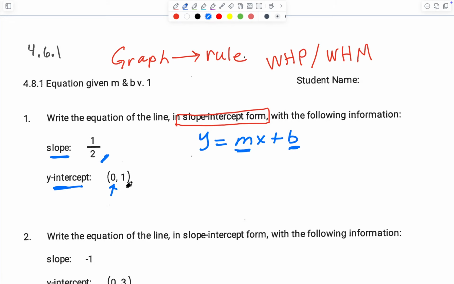So we just take that information and plug it in to the spot that it belongs. And as we do that, that creates that rule. So they give us all the information we need. We just need to plug it in. So here is the equation. That is what we type in. Okay. One more example here.